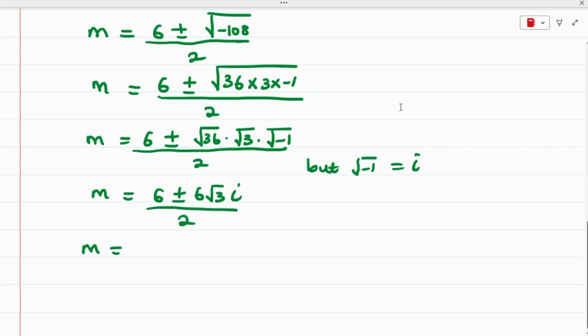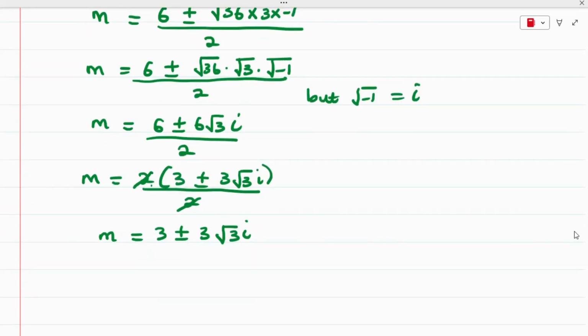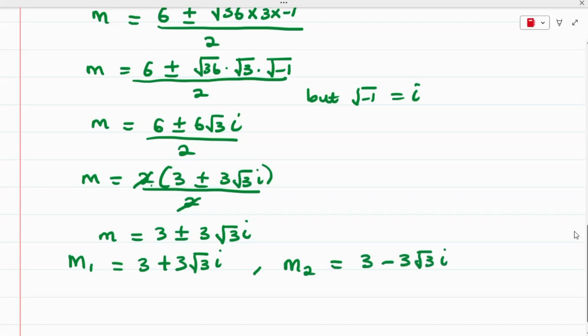m is equal to, if you factor out 2, we have 3 plus or minus 3 square root of 3 i, divided by 2. So if this cancels out this, we have that m is equal to 3 plus or minus 3 square root of 3 i. So from here we have that m1 is equal to 3 plus 3 multiplied by the square root of 3 i, and m2 is equal to 3 minus 3 multiplied by the square root of 3 i. So we have been able to find the values of m.